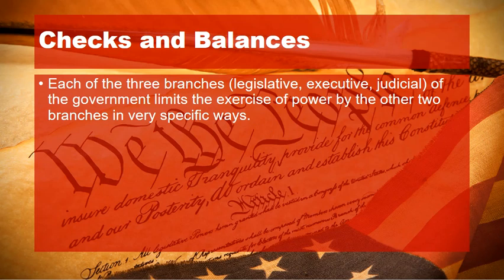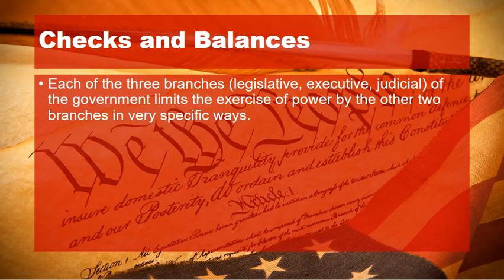Checks and balances. Each of the 3 branches, the legislative, executive, and judicial branches of the national government, limits the exercise of power by the other 2 branches in very specific ways, and these are stated in the Constitution. For instance, the legislative branch makes the laws, but the executive branch has the ability to veto those laws. But in turn, the legislative branch can overrule those vetoes, but it needs a larger majority in order to do that.